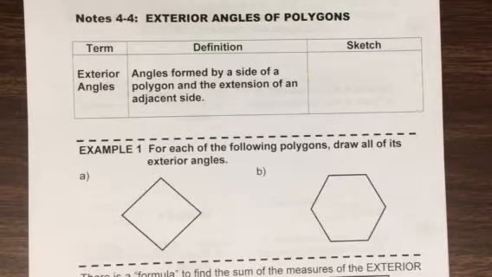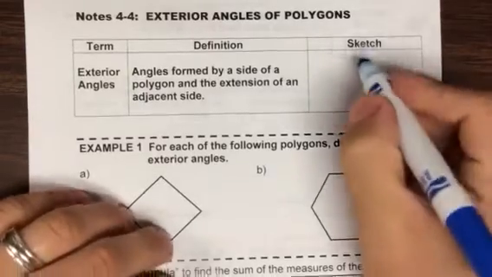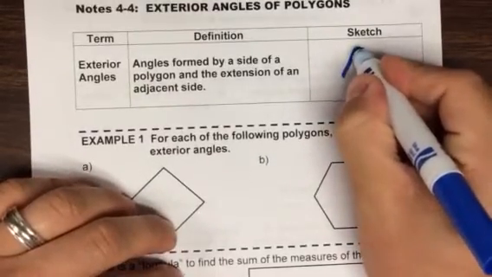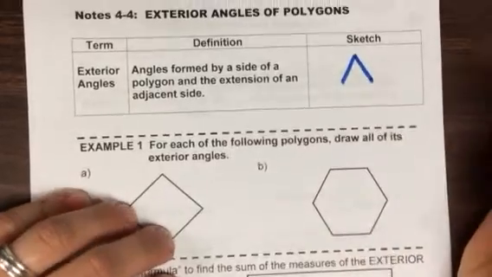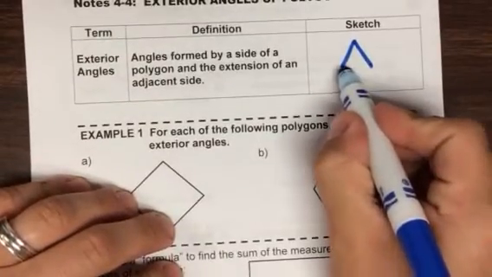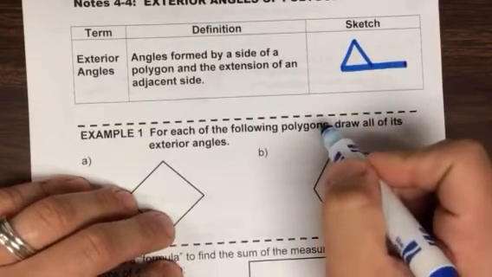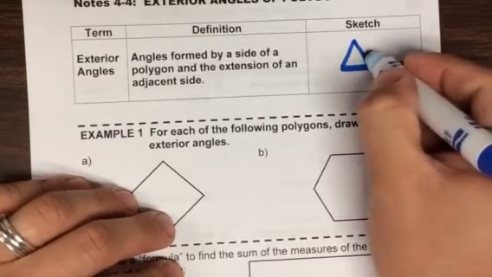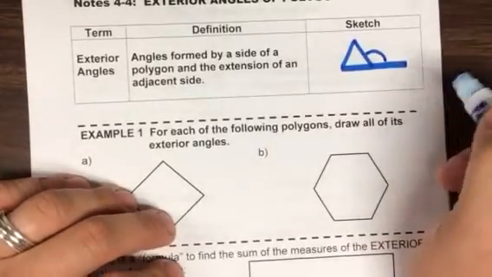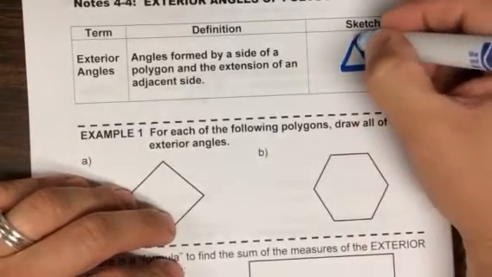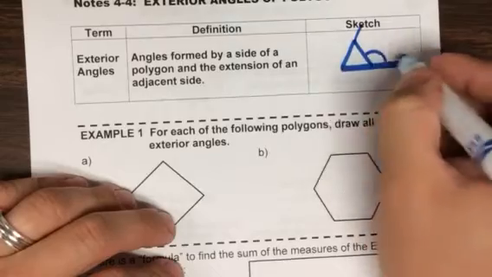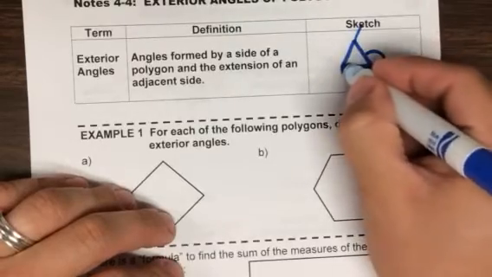Today we'll be talking about exterior angles. Exterior angles are angles formed by a side of a polygon and the extension of an adjacent side. For example, if I've got a triangle, I've already drawn two sides of my polygon, and to make the exterior angle, I'm going to extend my third side, and this right here would be your exterior angle. On a triangle, there's three interior angles, so we'll talk about three exterior angles as well.